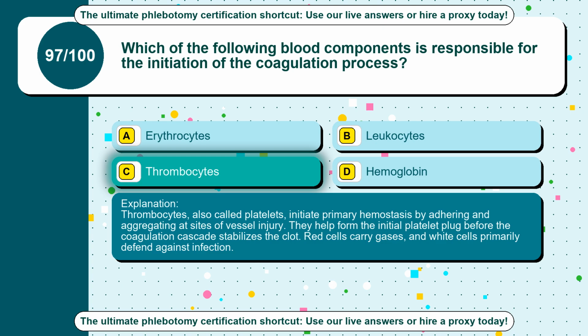Thrombocytes, also called platelets, initiate primary hemostasis by adhering and aggregating at sites of vessel injury. They help form the initial platelet plug before the coagulation cascade stabilizes the clot. Red cells carry gases, and white cells primarily defend against infection.